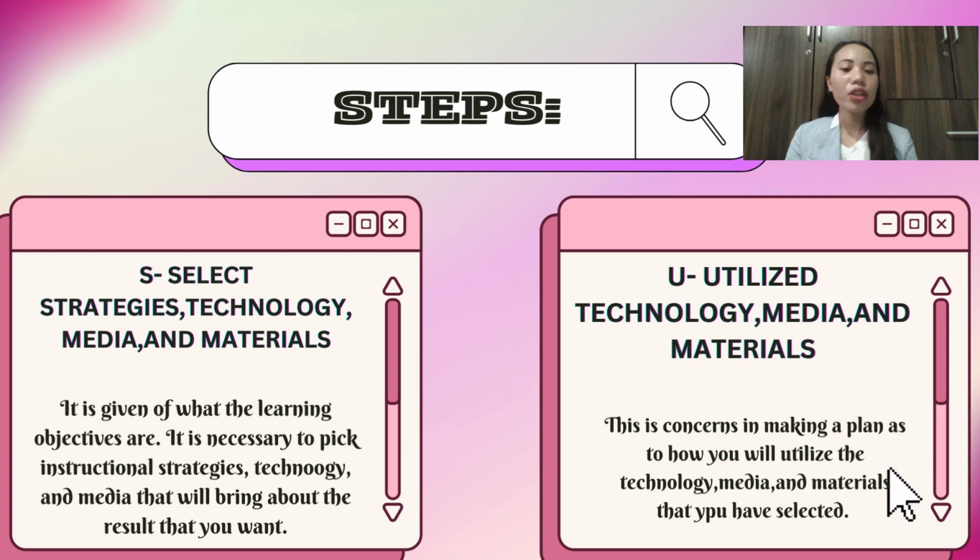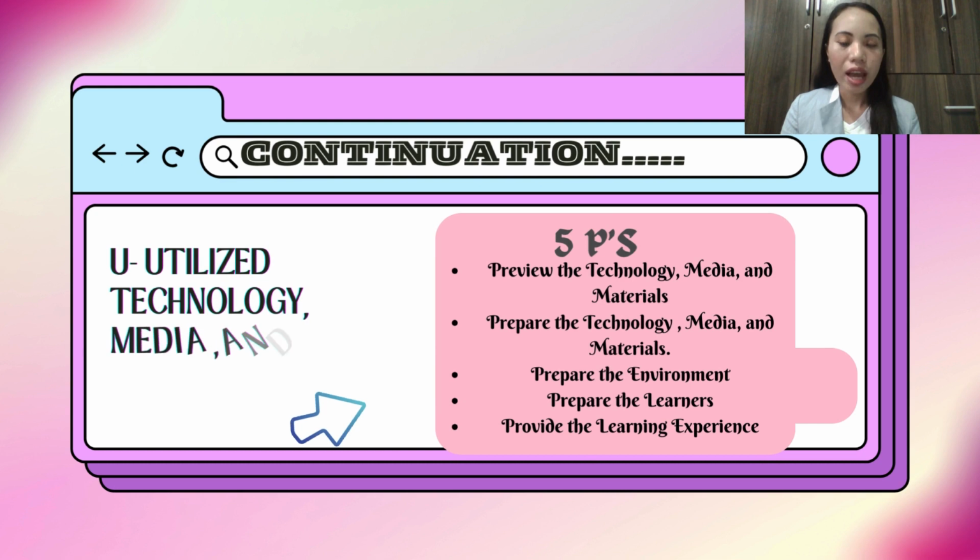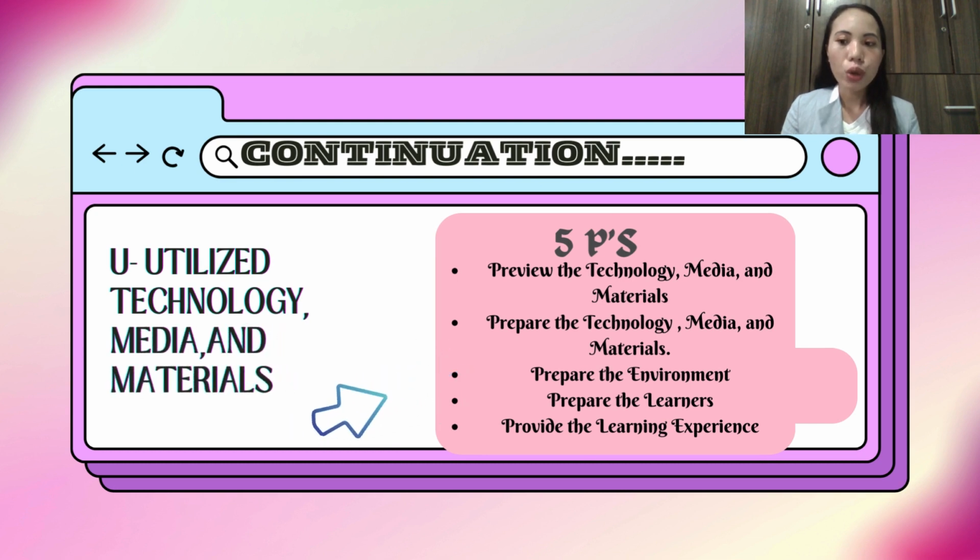Okay, so the other letter is the letter U that stands for utilize technology, media, and materials. This concerns making a plan as to how you will utilize the technology, media, and materials that you have selected. So utilizing technology, media, and materials has 5 Ps. It is important to follow the 5 Ps process.